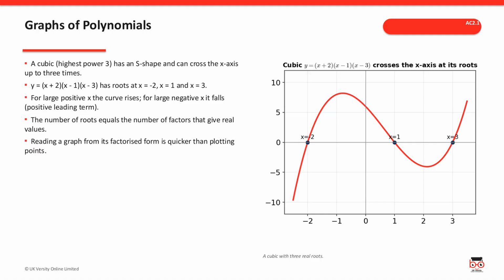A cubic, whose highest power is 3, has a gentle S-shape and can cross the x-axis up to 3 times. Take y equals x plus 2 times x minus 1 times x minus 3. Reading straight from the brackets, its roots are at minus 2, 1 and 3. Because the leading term is positive, the curve rises away to the right and falls away to the left. Reading a graph from its factorized form like this is far quicker than plotting points one by one.